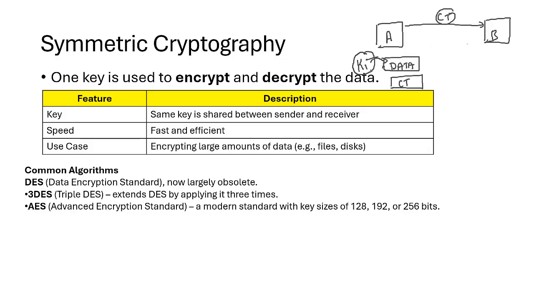So I send the ciphertext to B. Now B needs a key to decrypt because B received the ciphertext. So we send the key over the network. So B uses the same key to decrypt the text. So that's why we say we are using the same key to encrypt and the same key to decrypt the data.